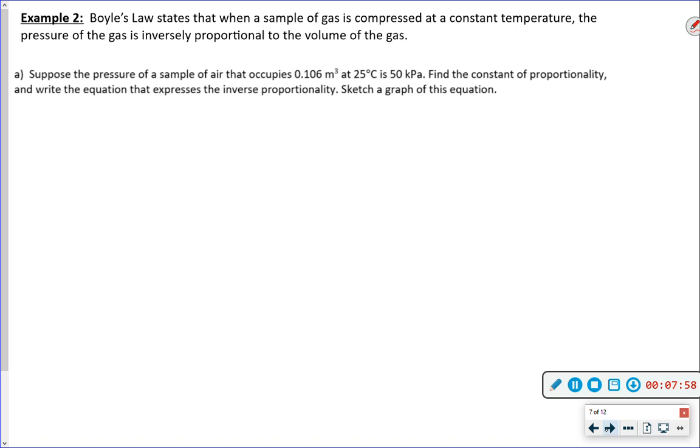So Boyle's law, I feel like a science class. Boyle's law states that when a sample of gas is compressed at a constant temperature, the pressure of the gas, so right away I'm like, okay, I'm going to use P, varies inversely proportional to the volume. So before I even start reading A, I'm already thinking, okay, the pressure varies inversely.